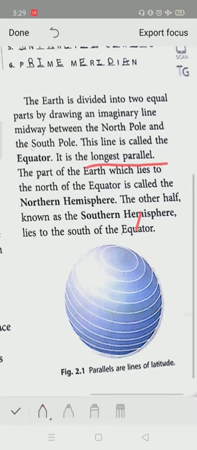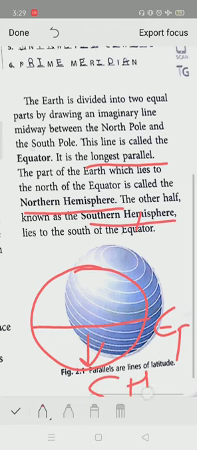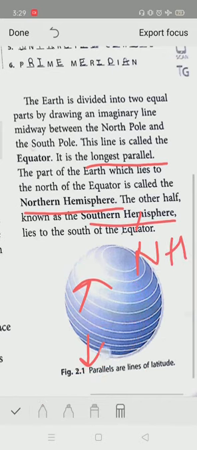The part of the earth which lies to the north of the equator is called the northern hemisphere, and the other half is known as the southern hemisphere, that lies to the south of the equator. You remember this? This is the earth, this is the equator. So anything below this portion will be southern hemisphere, anything above will be northern hemisphere.